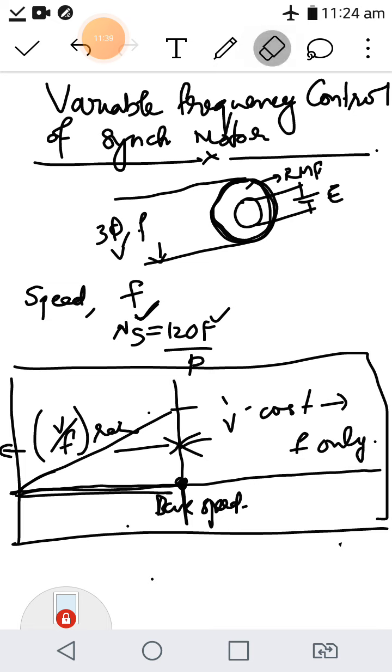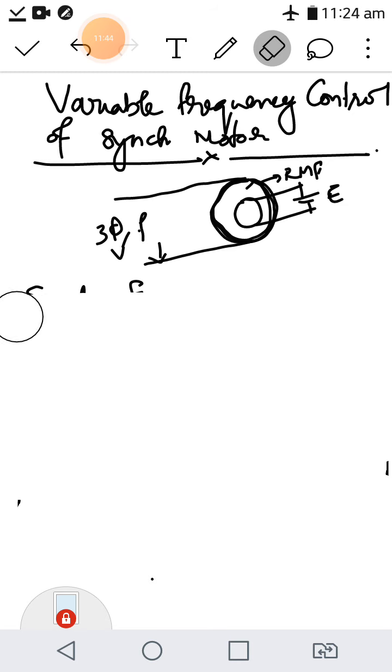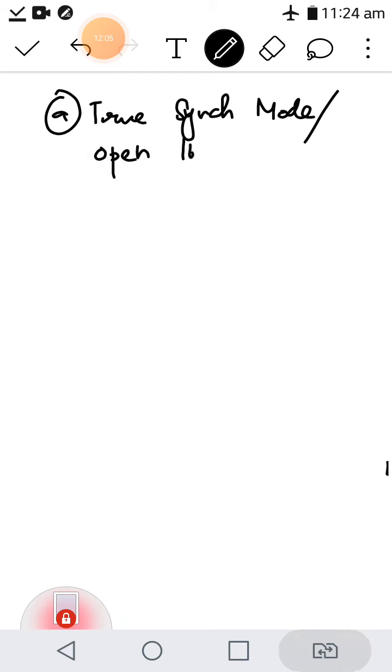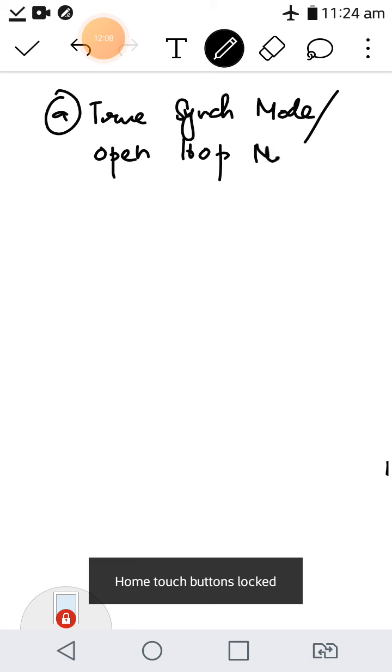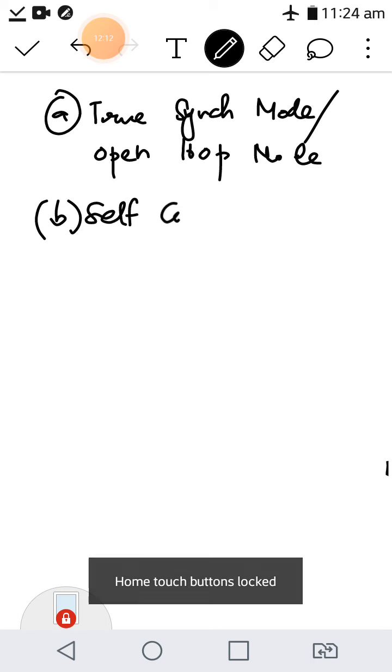Okay, and for this V by F control or variable frequency control in a synchronous motor, synchronous motors generally operate in two different modes. So we will study those two different modes. The first mode is called true synchronous mode, or it is known as the open loop mode. There is no closed loop operation. Another mode is known as the self-controlled mode.